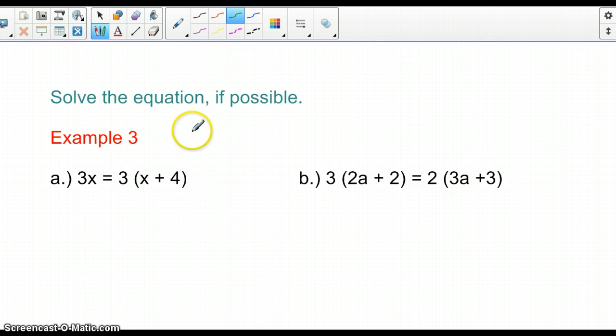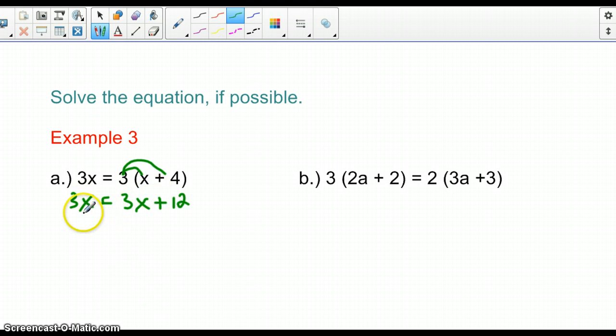Sometimes when we solve an equation, we may not have a solution, or sometimes it might be infinite, or all real numbers, not just one value for the variable. So if we look at this, I'm going to keep the left side the same, 3x. Over here, we've got parentheses, distribute that to simplify it. We've got 3 times x is 3x. 3 times 4 is 12.